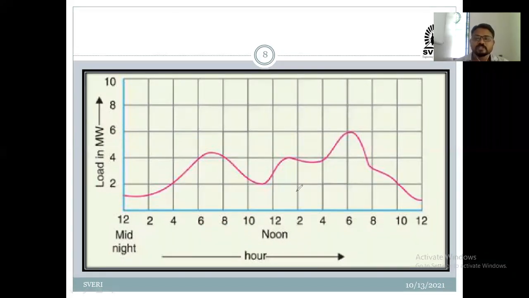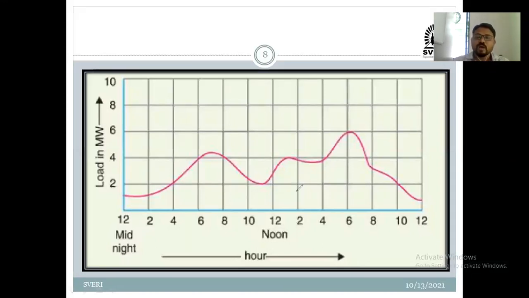But generally in the power system, the practice is that engineers plot the curve on the daily basis.